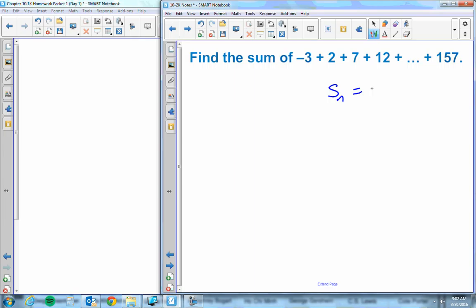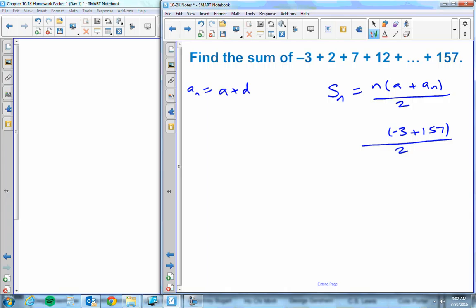Here's the formula we need to use. You can call this A1 or just A. By that I mean the first term. So we know the first term. We know the last term, the nth term. We know the 2. But we do not know how many terms there are. So I need to go back and figure that out. So I'm going to use our nth term formula.